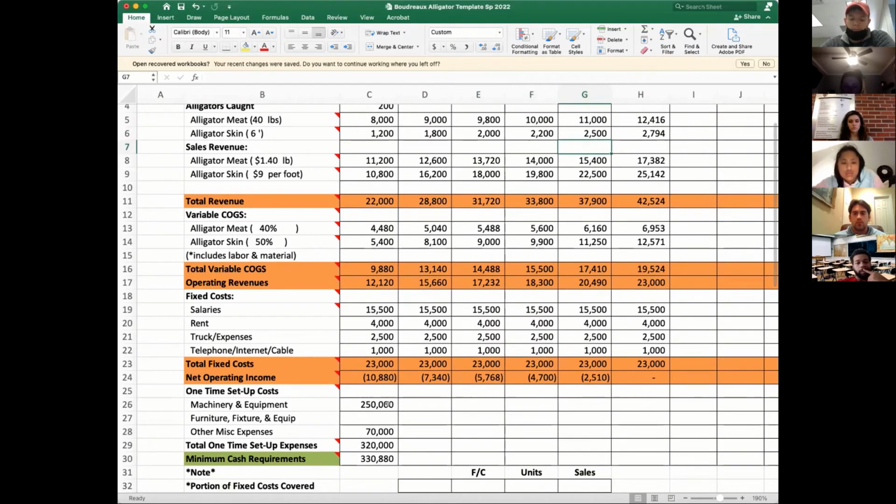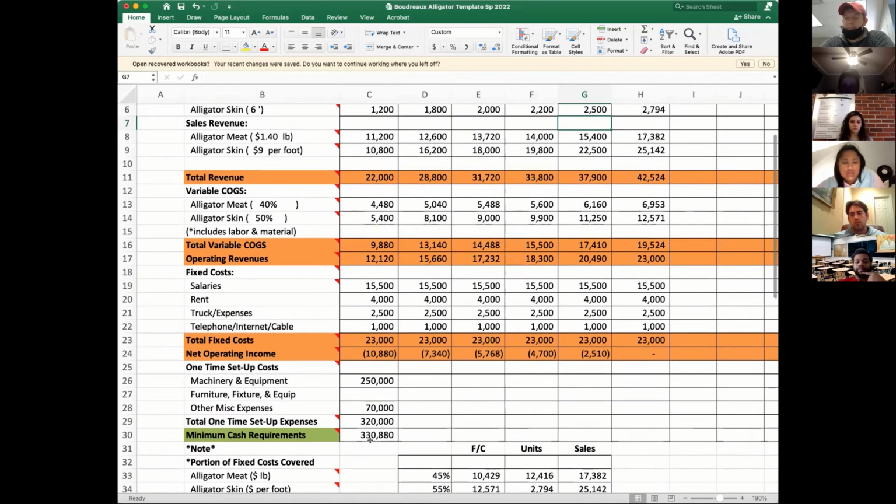And what I have to do though is my net operating income, and I say that my one-time minimum cash requirements, I need 330,880, but I need 338,880 plus the 73, right? Now I have to do minus to get it to go back to a positive number. But now, after the second month, I need 338,000.